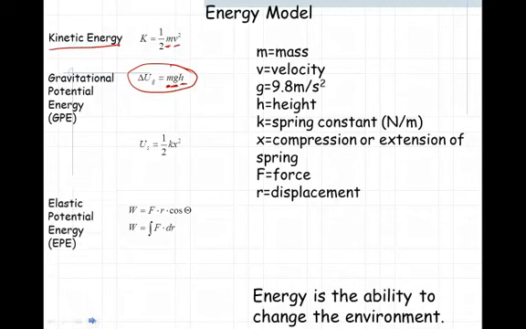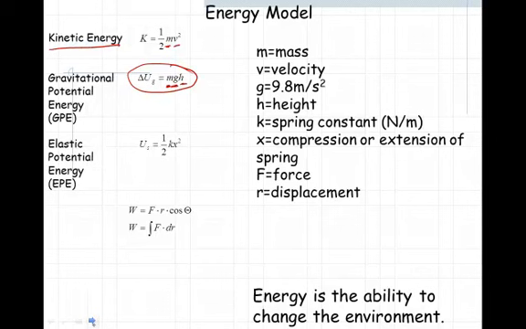The next form of energy that we'll look at is elastic potential energy. Elastic potential energy is the energy stored in a spring. In order for a system that includes a spring to have elastic potential energy, we need to know the spring's spring constant, and we also need to know how much the spring is either being compressed or extended. Finally, we'll look at work.